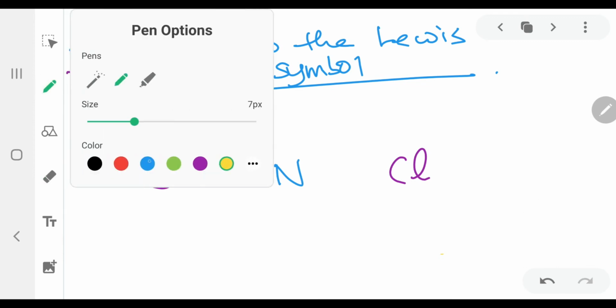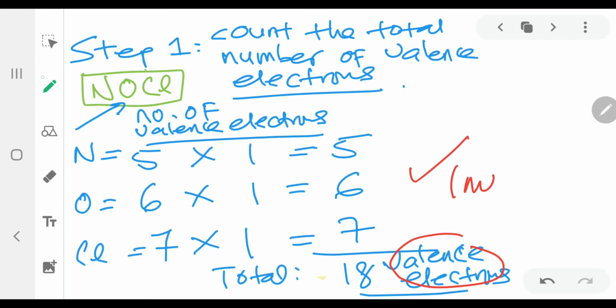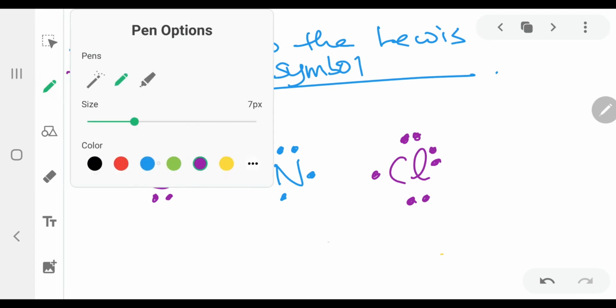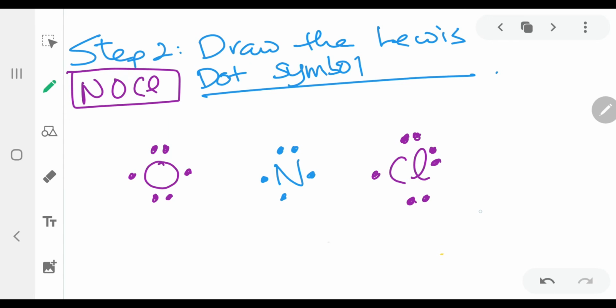So how do you do that? You can go back to the slide over here. You can see that the number of valence electrons is 5 for nitrogen, 6 for oxygen, 7 for chlorine. So for nitrogen you have 5: 1, 2, 3, 4, 5. For oxygen you have 6: 1, 2, 3, 4, 5, 6. For chlorine you have 7: 1, 2, 3, 4, 5, 6, and 7. So by drawing the correct Lewis dot symbol for each of the elements involved, you get 1 mark.